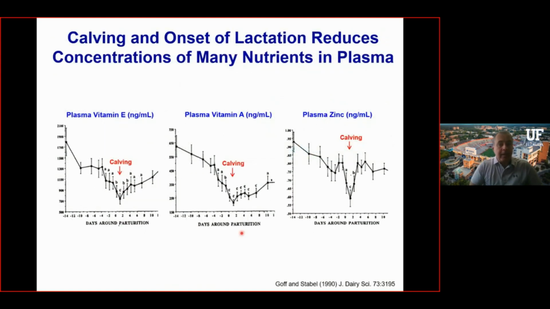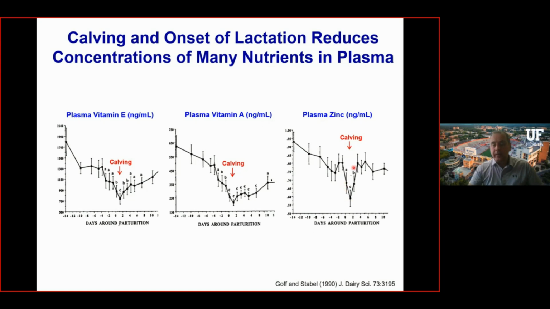So, to no surprise, many of these elements decrease in concentrations as calving approaches. Here's an example from work from Jesse Goff at the National Animal Disease Center in Iowa, in which he characterized concentrations of vitamins and some minerals in cows as they approach calving. In this example, you can see that zinc concentrations decreased as the cow approached calving and reached their nadir in the days following calving, because of output as colostrum and uptake by the pregnant uterus.